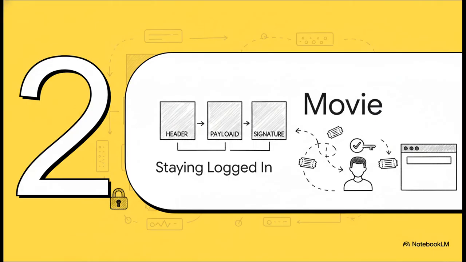Okay, so your password is safe and sound, ground up into a hash in the database. Awesome. But now what? How does the app know it's you as you click from page to page? Sending your password over and over again would be a terrible idea. This is where we need a whole new tool, and it's called a JSON Web Token, or JWT for short.